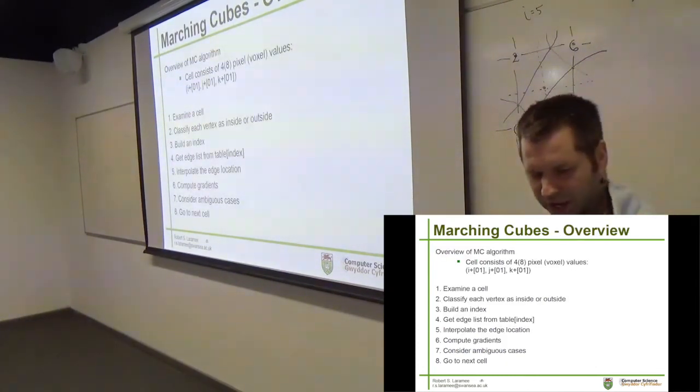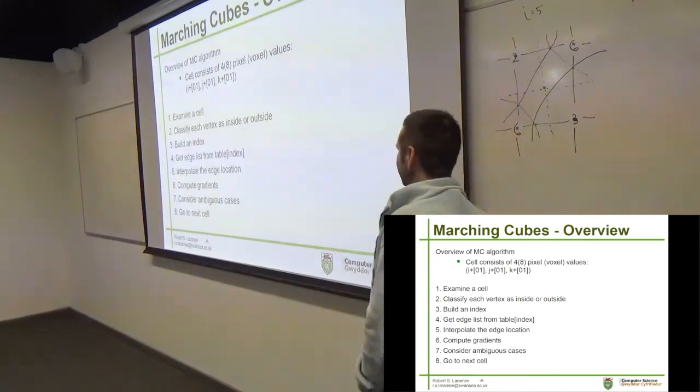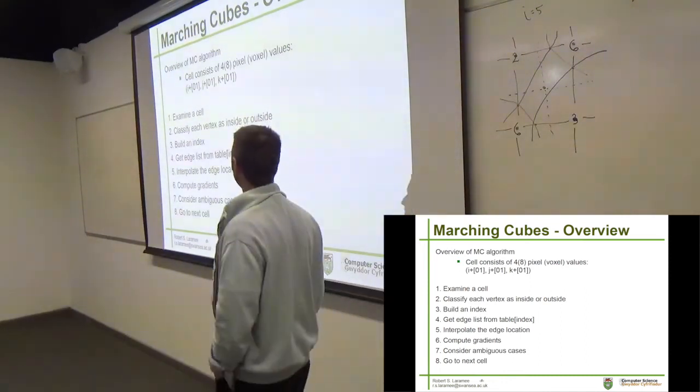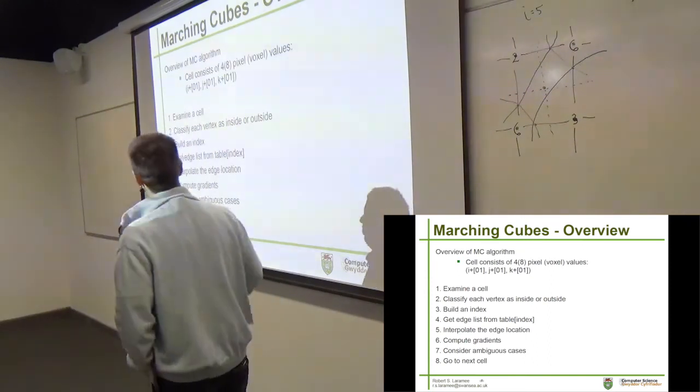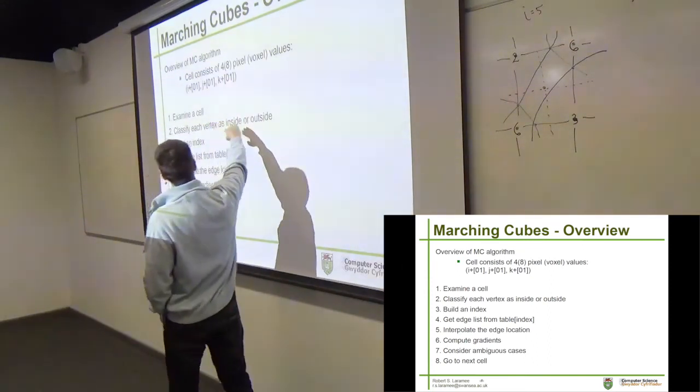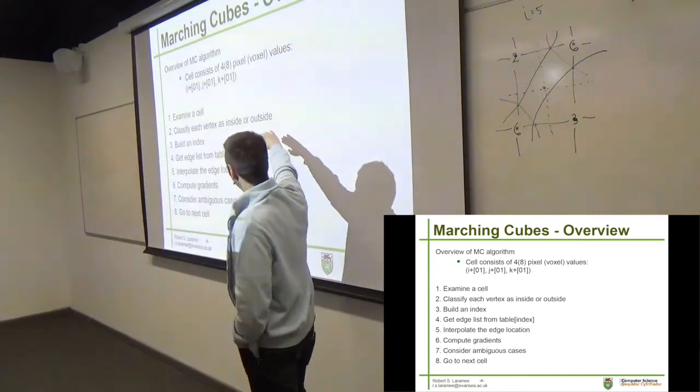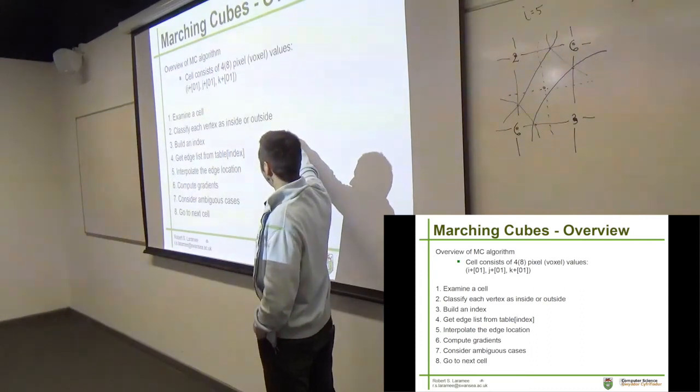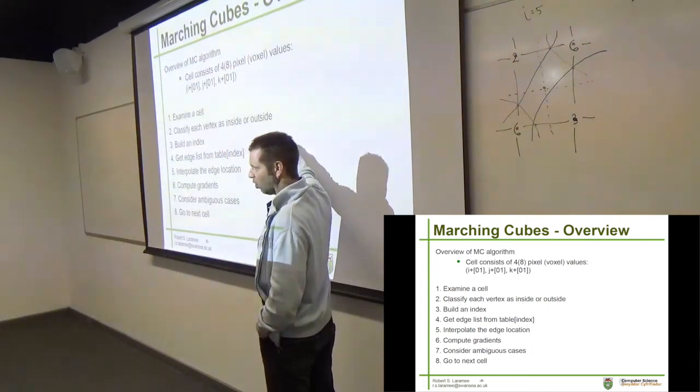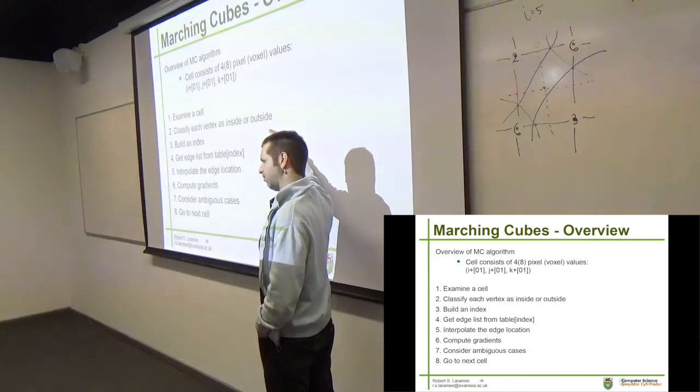And here's an overview of the steps. So the steps are: examine a cell, classify each vertex at the corner as either inside or outside, like below the iso value or above the iso value.